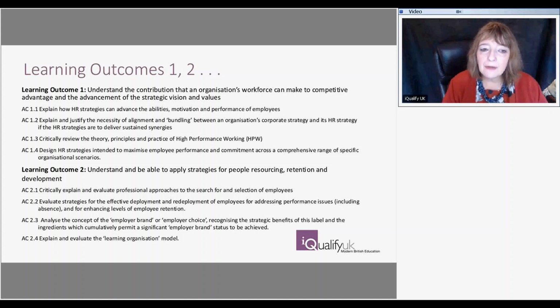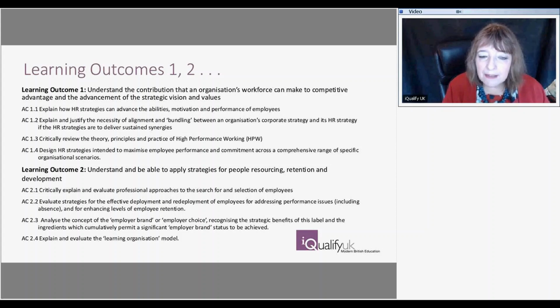So then we go to learning outcome 2: understand and be able to apply strategies for people resourcing, retention and development. 2.1 was about critically explaining and evaluating professional approaches to the search for and selection of employees. 2.2: evaluate strategies for effective deployment and redeployment of employees for addressing performance issues, including absence, and enhancing levels of employee retention.